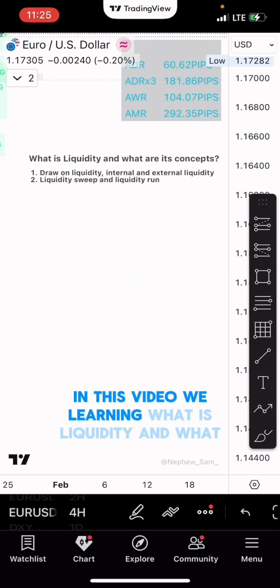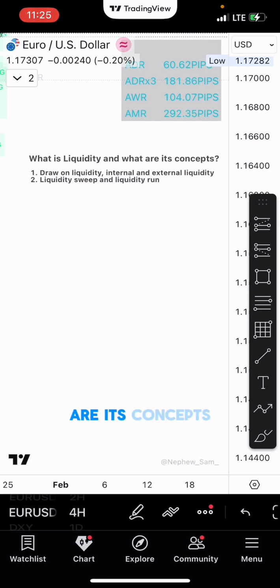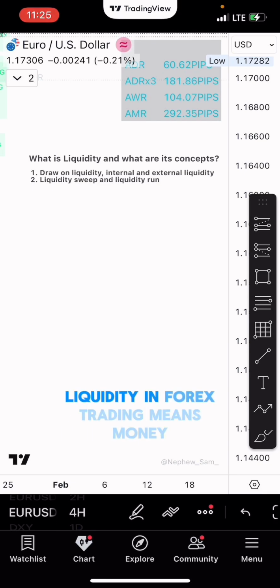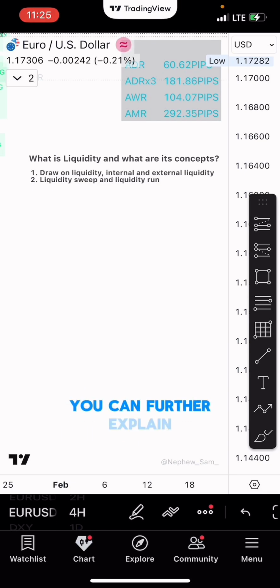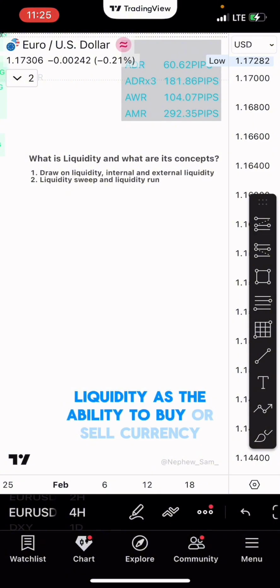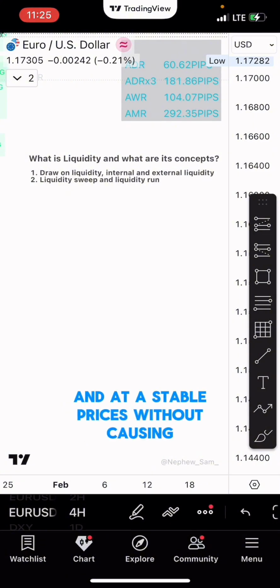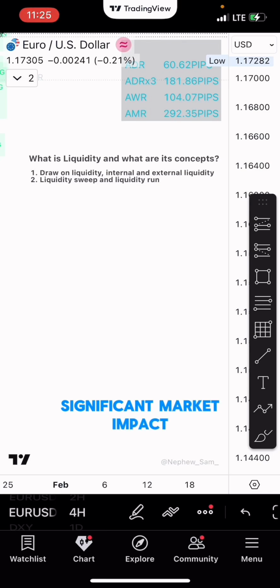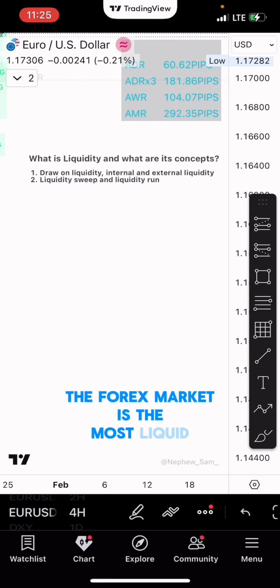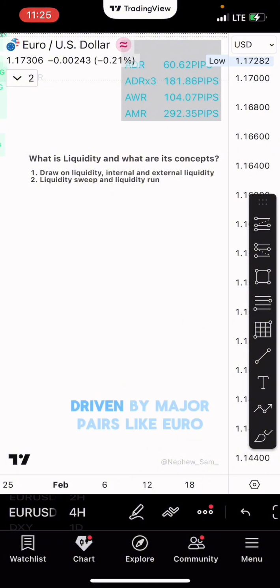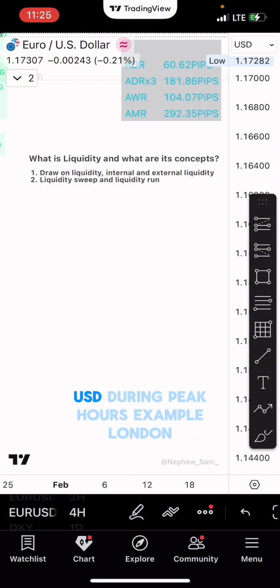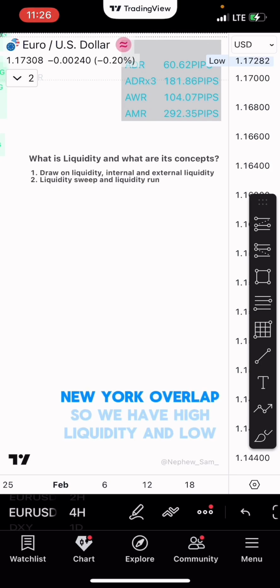In this video, we're learning what is liquidity and what are its concepts. Liquidity in forex trading means money. You can further explain liquidity as the ability to buy or sell currency pairs quickly and at stable prices without causing significant market impacts. The forex market is the most liquid globally, with over 7 trillion in daily volume, driven by major pairs like Euro USD during peak hours, for example the London, New York overlap.